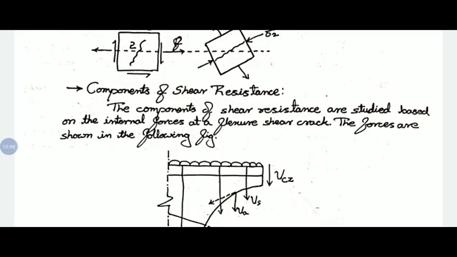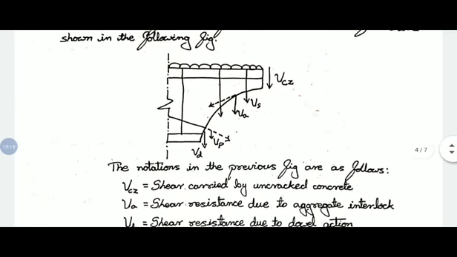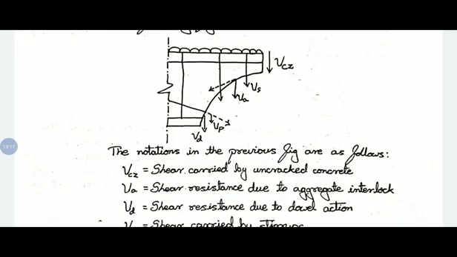Next, we need to know what the components of shear resistance are. The components of shear resistance are studied based on the internal forces at the flexure shear crack. The forces are shown in the figure below. So we have different forces here. First, let us start from the top one, VCZ. It is the shear carried by the uncracked concrete, that is, the shear force carried by the concrete.